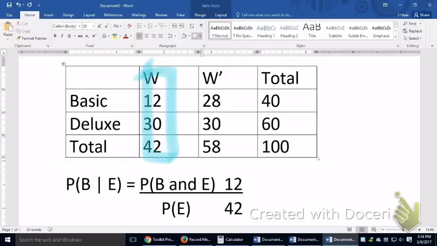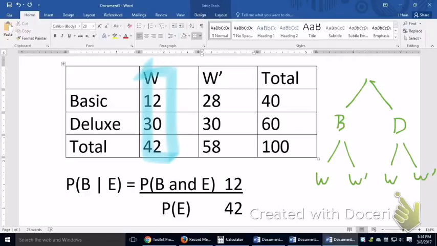I can also use a tree diagram if you don't prefer to use the table. If you're doing a tree diagram, you have to realize the first question is what kind of camera they get, whether they get the basic or the deluxe camera. And then you have to realize the second decision they make is whether they get the extended warranty or not. So once again, I'm going to use W prime to just mean they did not get the extended warranty. If you want to use E prime or another letter, that will be just fine.